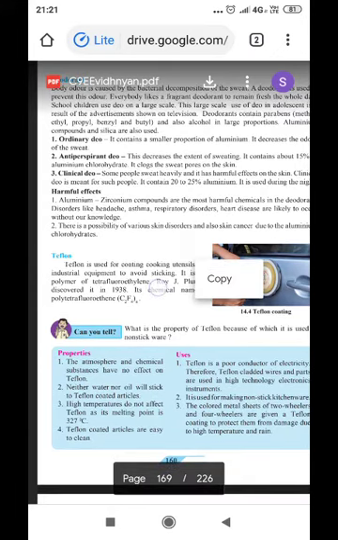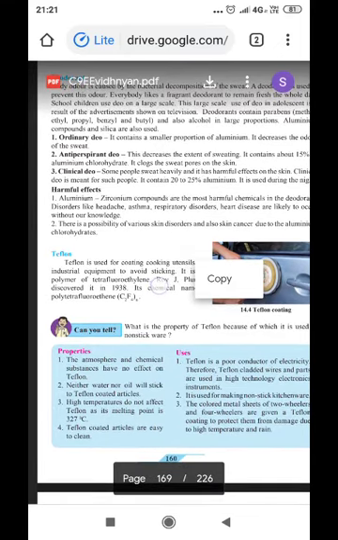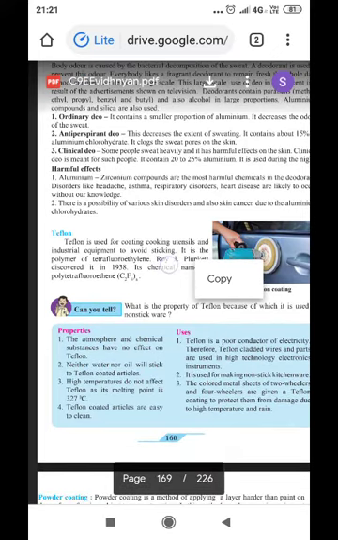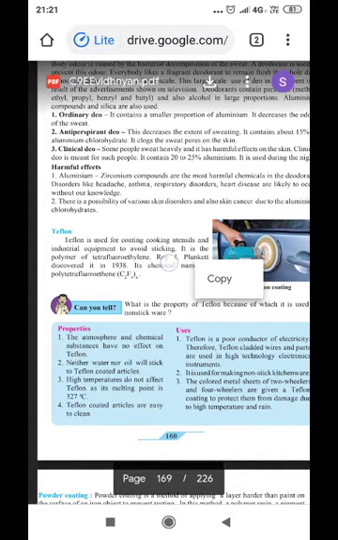Deodorant contains parabens, methyl, ethyl, propyl, benzyl, butyl, and also alcohol in large proportions. Aluminum compounds and silica are also being used. Now, what are the various types of deo? Ordinary deo contains a smaller proportion of aluminum. It decreases the odor of the sweat.